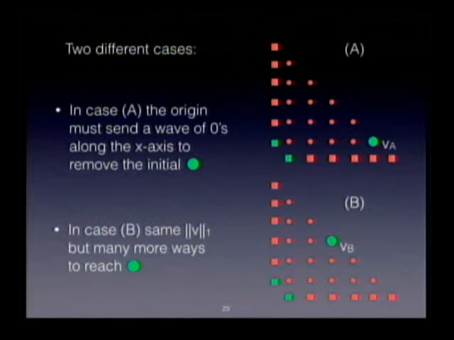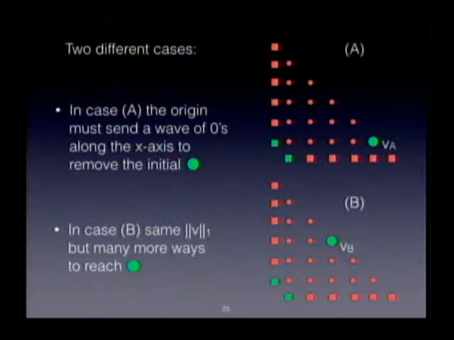So there are, of course, two different cases that we examine, which are sort of extreme. One case is when the initial green guy is along one coordinate axis, so case A. In this case, the origin must send a wave of zeros along this x-axis to capture this green, kill it, and go back. And to do that, along this axis, the dynamics is exactly like a one-dimensional East process.